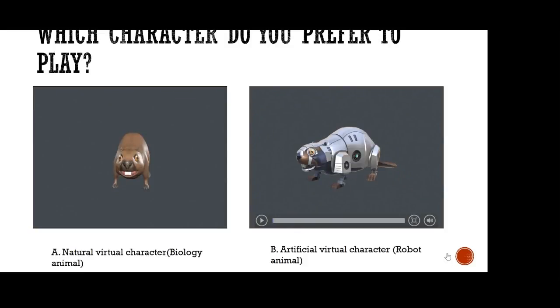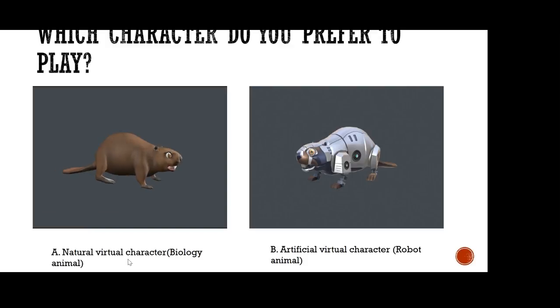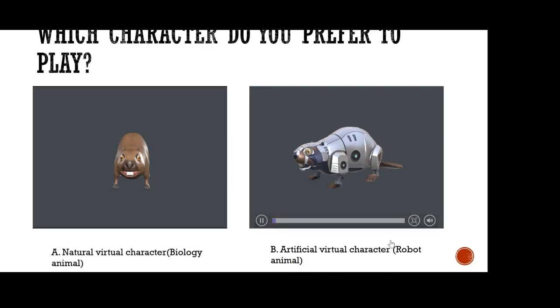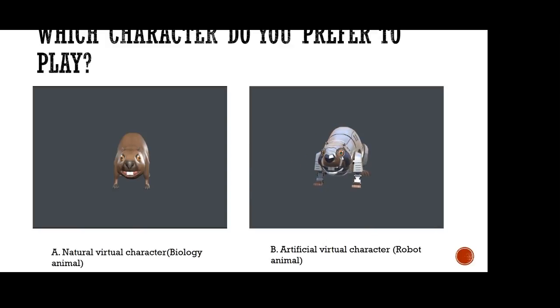One important question: which character do you prefer to play? We have two options. First, a natural virtual character, which has a special biology animal body. You can look at the body. We try to imitate the realistic animal. And second, we have an artificial virtual character, the robot animal body. Looking here, these animals are in 3D simulation.